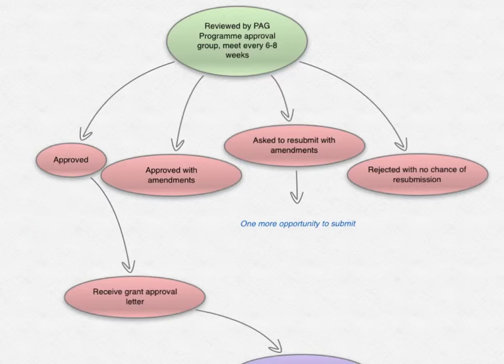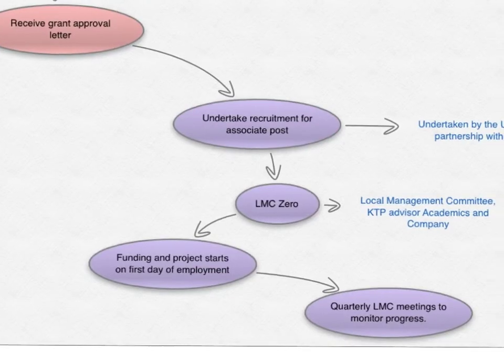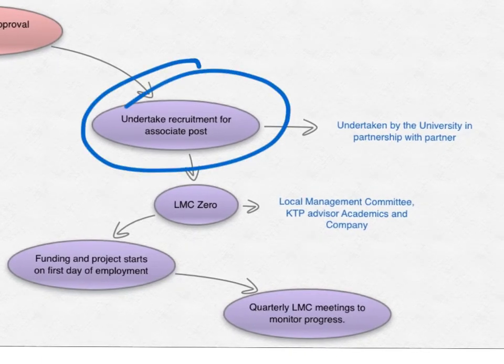On approval, the key document the university needs is the grant approval letter. This is effectively now a contract between us and the funders saying they will fund the project, subject to recruitment. We can now undertake recruitment for the KTP associate post. This is undertaken by the university, but in partnership with the partner. So when we're looking at application forms and the interview process, the partner is very present and perhaps we lean towards the partner's advice and guidance because the associates will work with the partner on a daily basis.